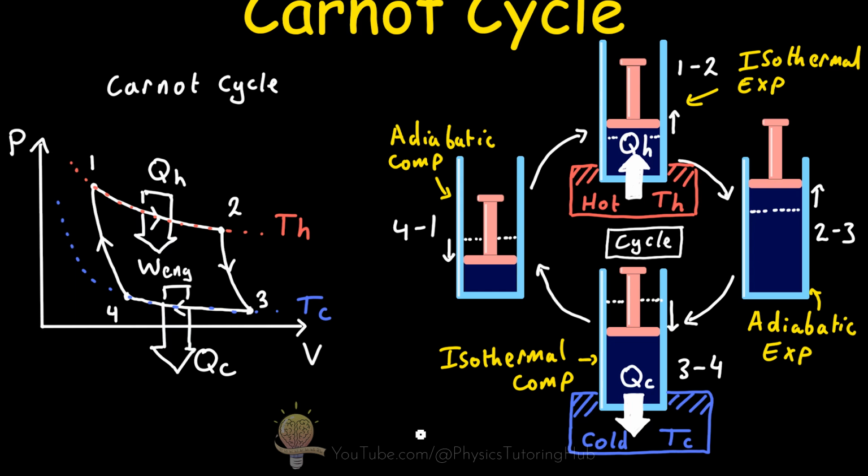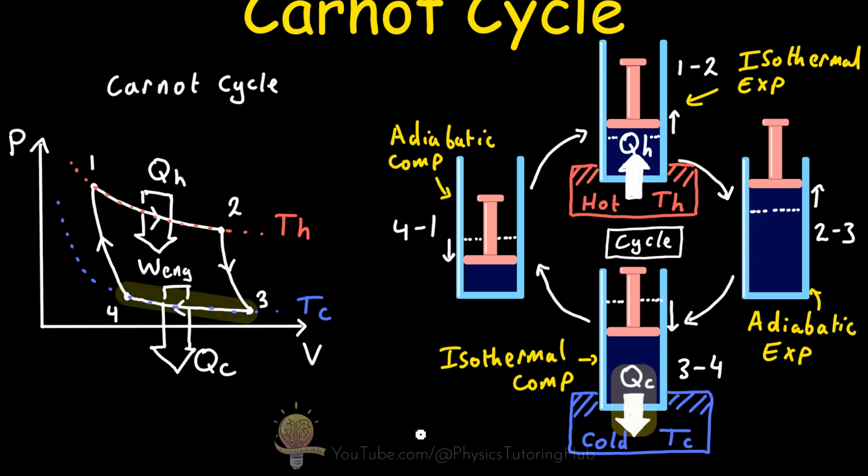This means that the gas's internal energy is dropping during this adiabatic expansion, and therefore its temperature also decreases. If we look at our PV diagram, we can see that state 3 is located at a lower temperature isotherm, T sub C, than state 2. The temperature has fallen during this process. We now place our chamber in thermal contact with a cold reservoir, which allows heat from the gas to flow out into this cold reservoir.